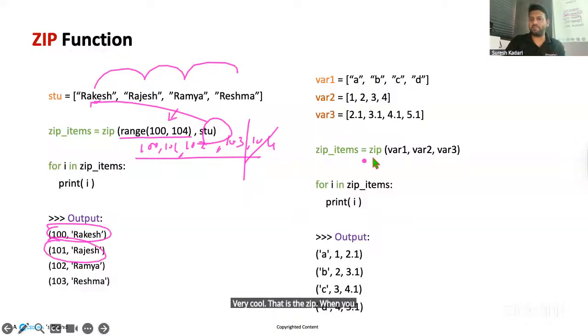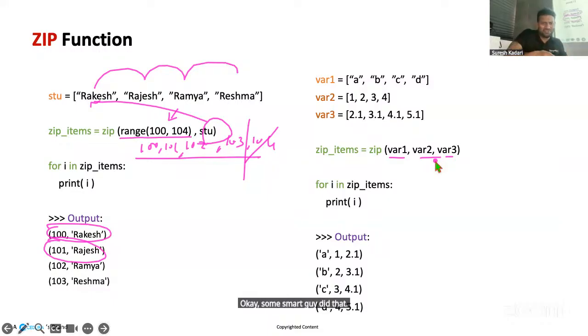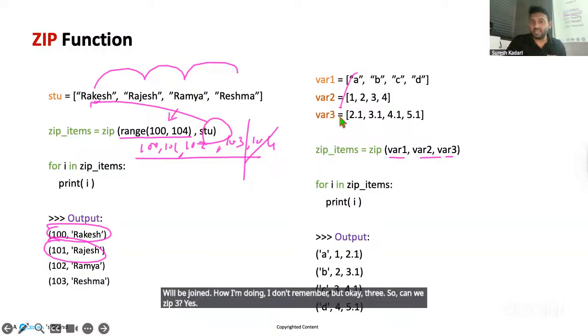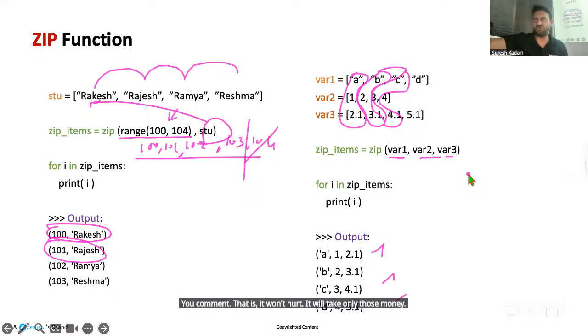Can I zip multiple items? Yes. You may never have used a 3-dimensional zip, but I used it once. Three things will be joined. So can we zip 3? Yes. These 3 will be 1 tuple, 2 tuple, 3 tuple. It won't hurt. It will take only those many, and the rest of the things are ignored.